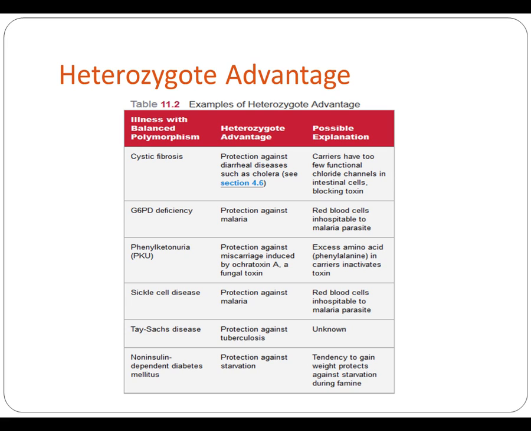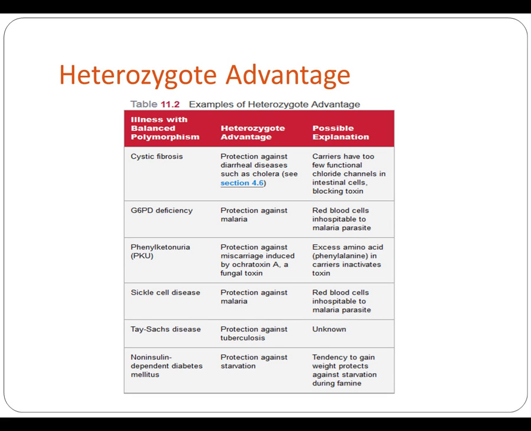So, for example, cystic fibrosis, another disease called PKU, sickle cell, which we talked about the other day, Tay-Sachs disease you may have heard of, and non-insulin dependent diabetes mellitus. These are balanced polymorphisms, at least with this heterozygote advantage.